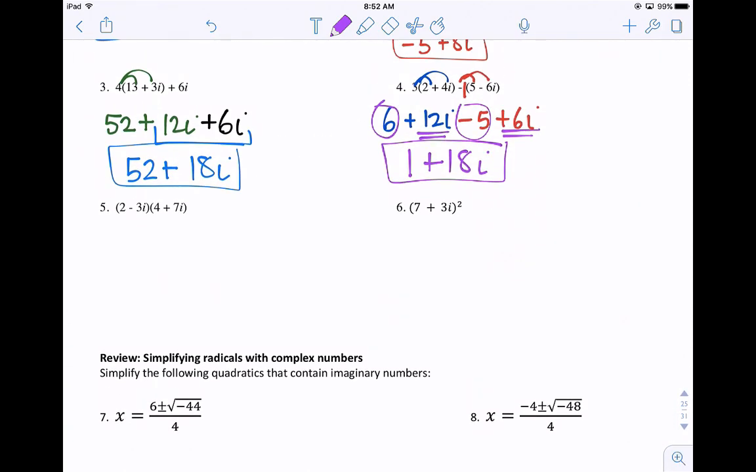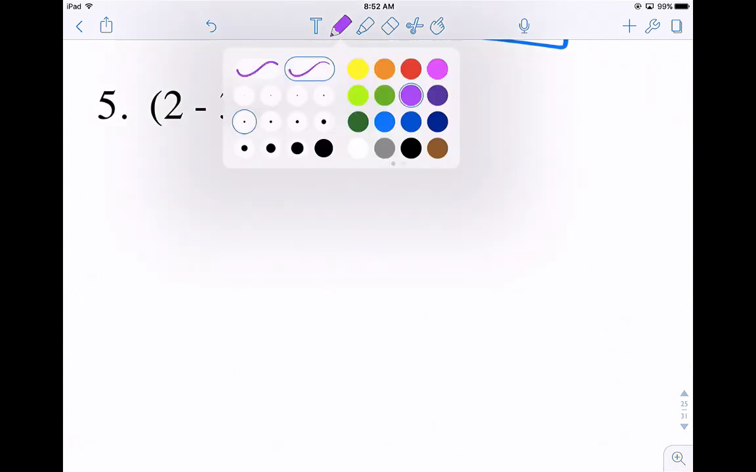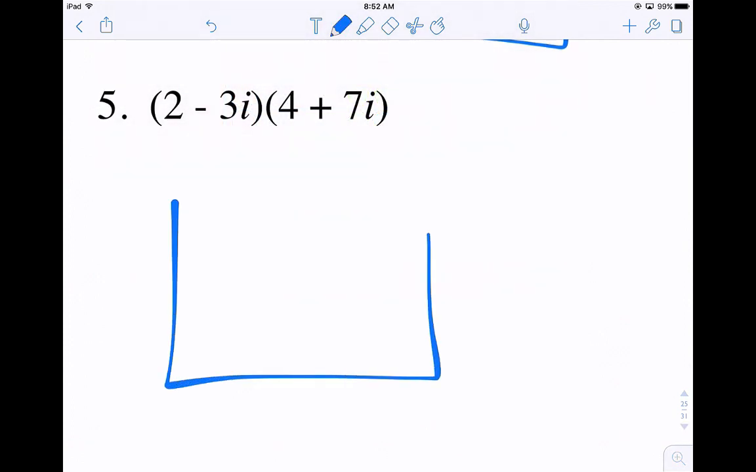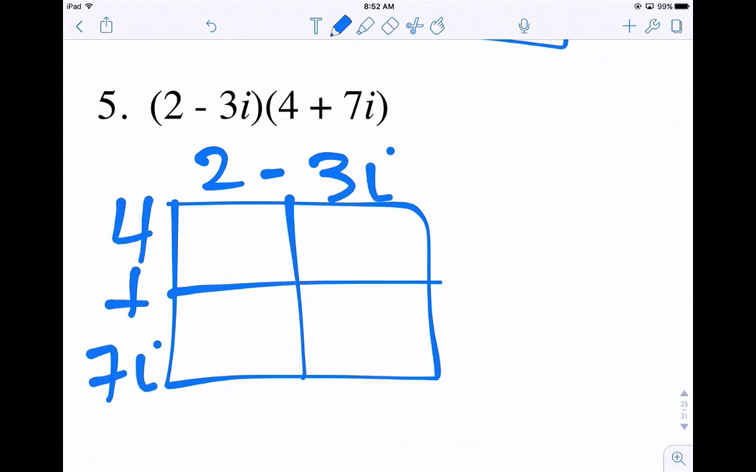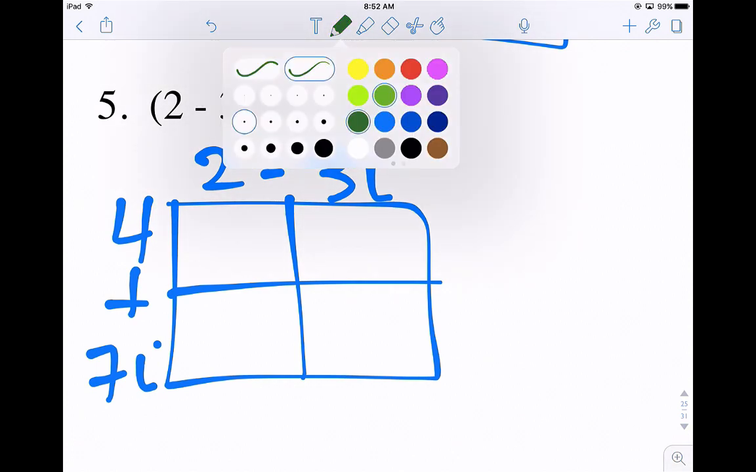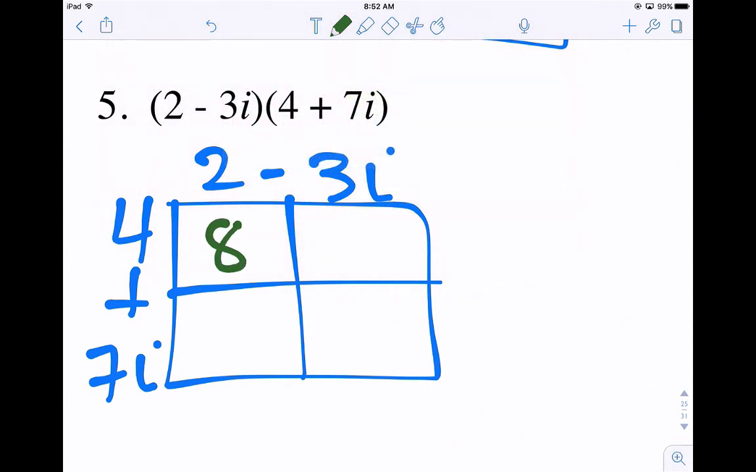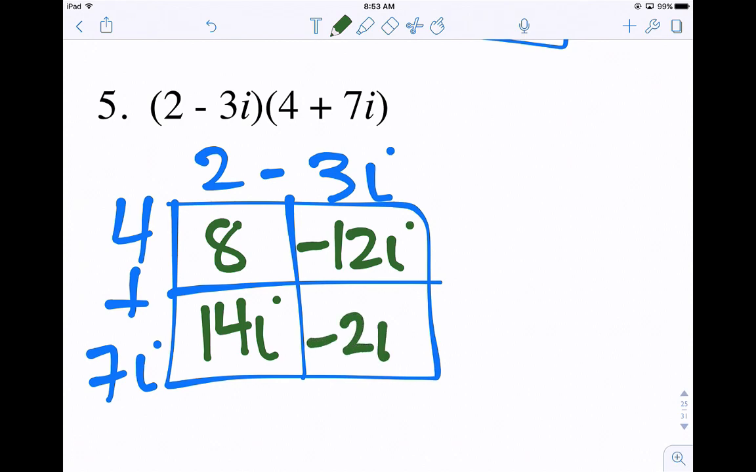Okay, and then multiplying. So if you like FOIL, use FOIL. I like the box. So I have 2 minus 3i. I have 4 plus 7i. So if you remember the multiplying your binomials here, we have 4 times 2 is 8. 4 times negative 3i is negative 12i. 2 times 7i is 14i. And negative 3i times 7i is negative 21 i squared.